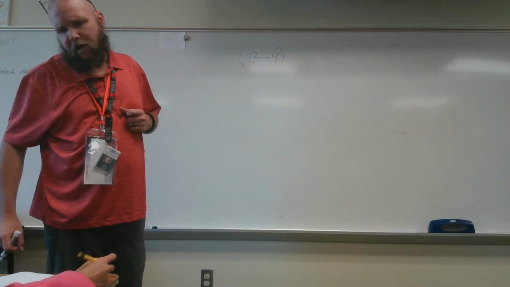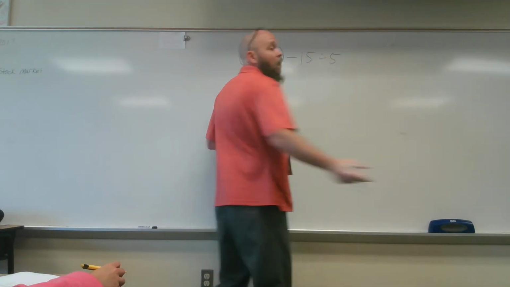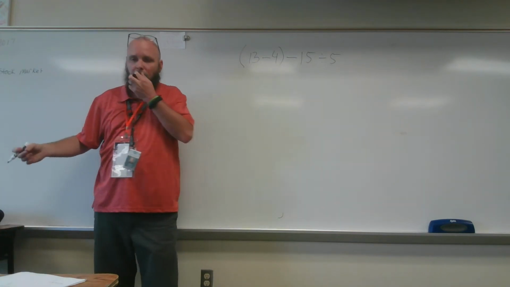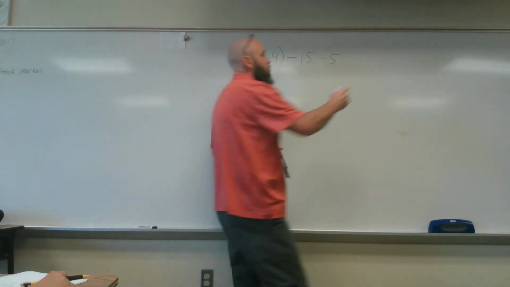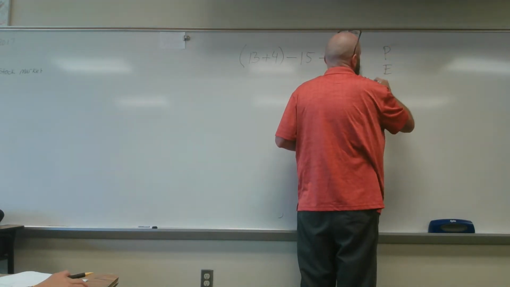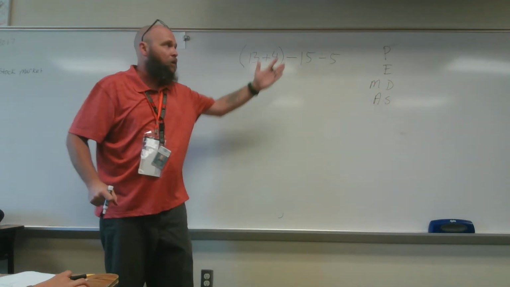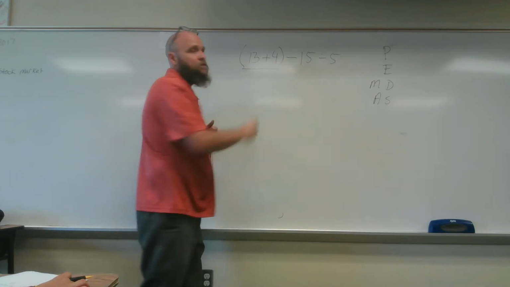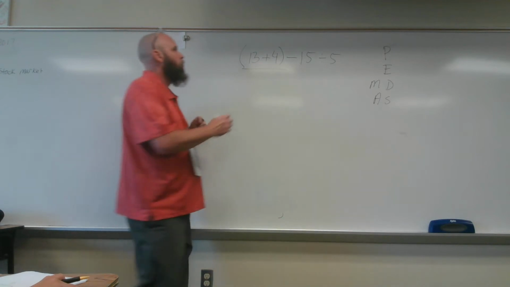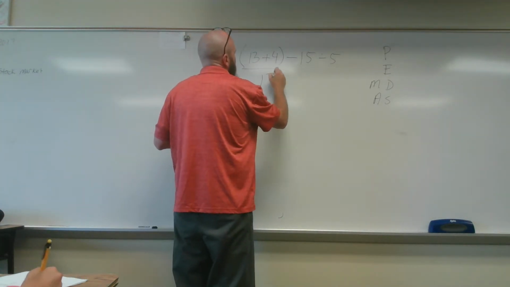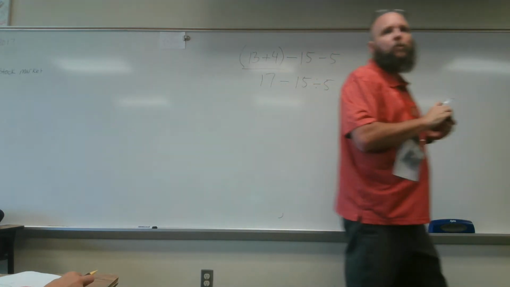13 plus 4, minus 15 divided by 5. I need to remember my order of operations: parentheses, exponents, multiply and divide from left to right, add and subtract from left to right. Do I have parentheses? Yes, I solve that first. Lainey, what's 13 plus 4? 17. Subtract 15 divided by 5. What part do I do next?